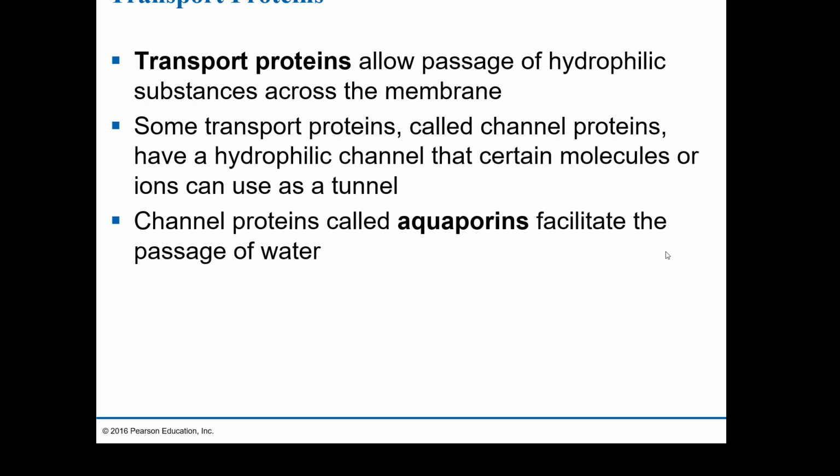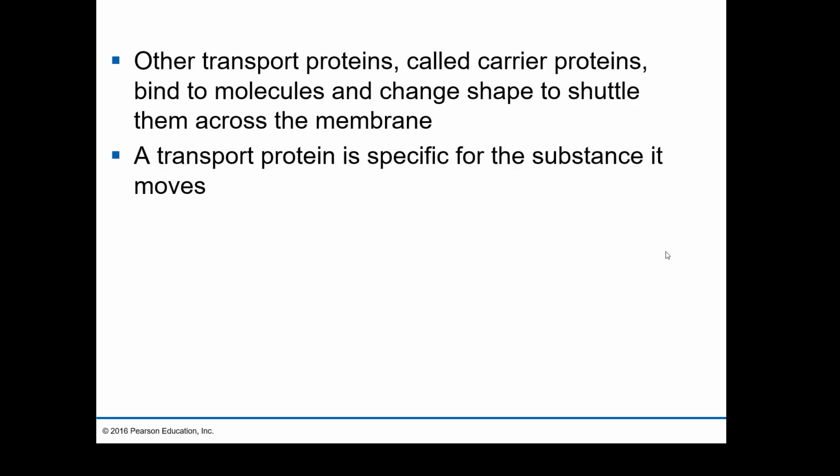So we have transport proteins, which are probably going to be integral proteins and transmembrane proteins, and they're allowing things, especially hydrophilic things, to pass through. And if they're allowing water to come in, it's called an aquaporin. Other transport proteins called carrier proteins will bind to that molecule, change shape, and then allow it to cross the membrane. So it kind of tricks the lipid bilayer into letting it in.